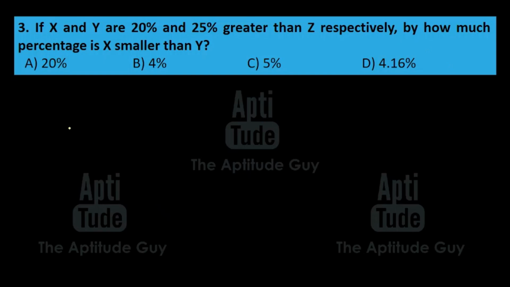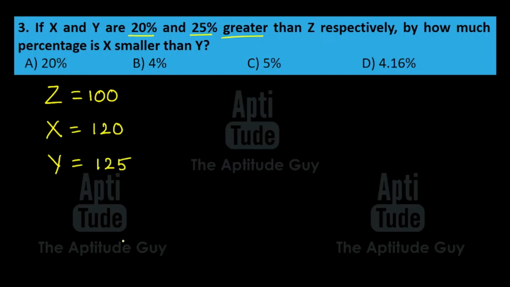Okay, let's begin. So the reference over here is Z, right? Greater than Z. So let's assume that Z is 100. So X will be how much? X will be 20% greater than Z. 20% greater than 100 is 120. Y will be how much? Y is 25% greater than Z. 25% greater than 100 is 125. Till here, I'm sure everybody got it.